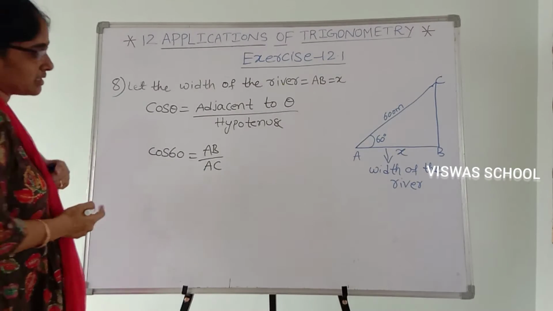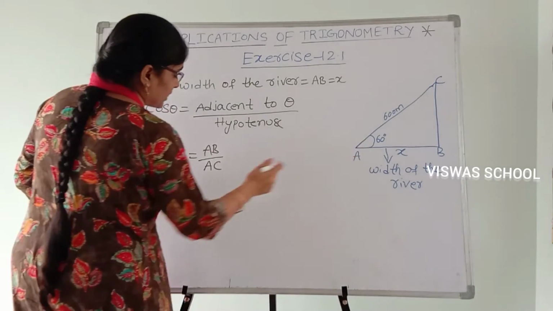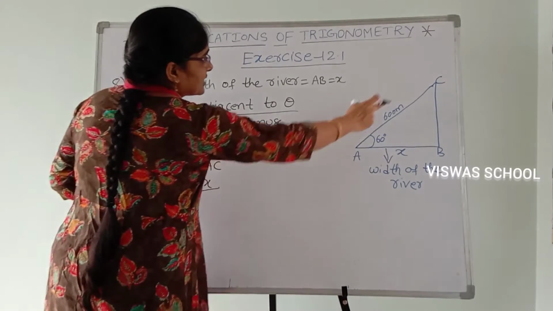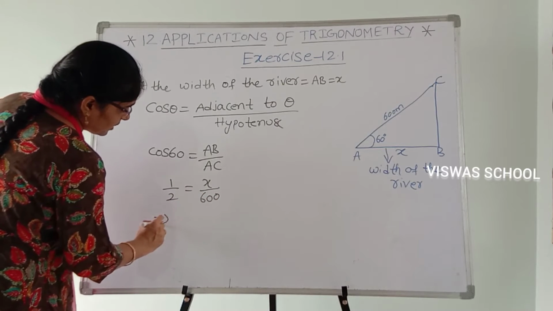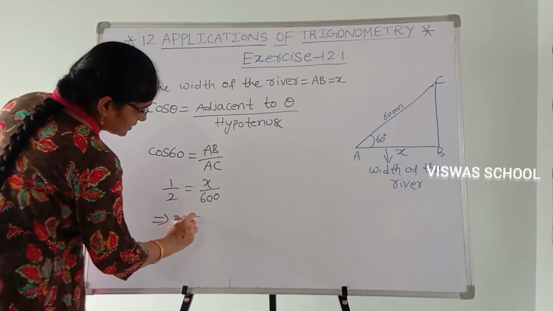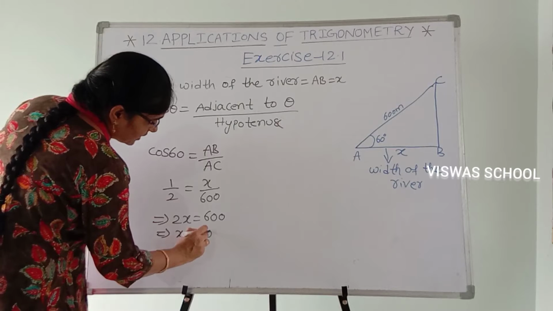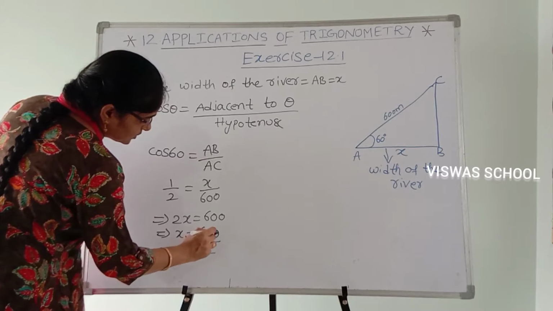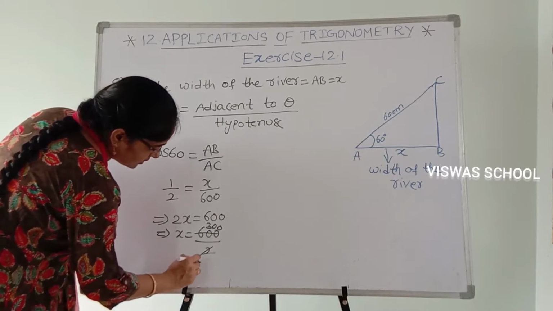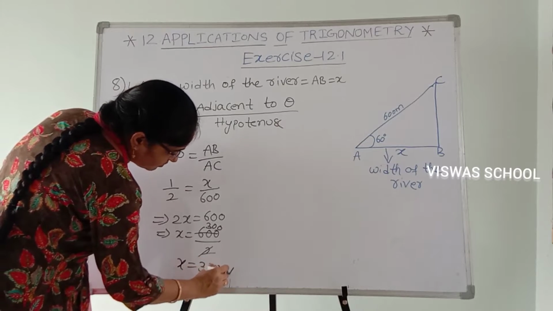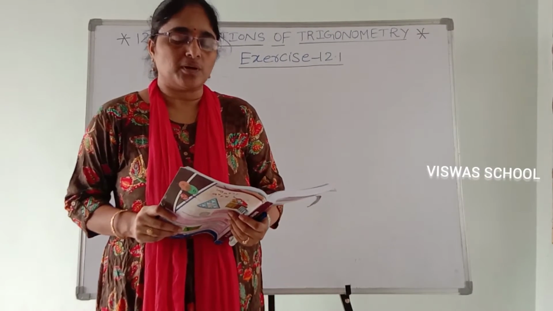Now what is the cos 60 value? It is 1 by 2. Now 1 by 2 is equal to AB by AC. AB is X, and AC is 600 meters, that is X by 600. From this, by cross multiplication, 2X is equal to 600. Now X is equal to 600 by 2, that is 300. So the X value is 300 meters. This X means the width of the river.